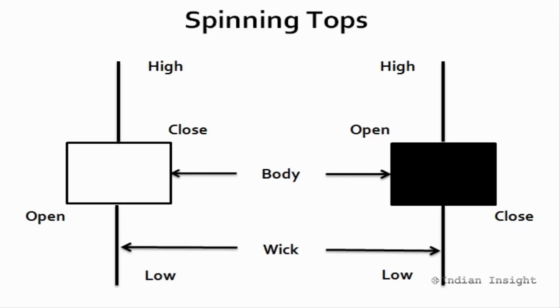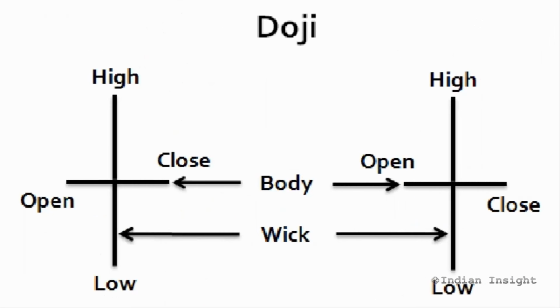Since the body is essentially formed by the opening and the closing price of the day, a small body represents indecision. If the opening price of the body is the same as the closing price, a Doji candlestick pattern is formed. In case of the Doji, since the opening price and the closing price are the same, the body of the candlestick is just a straight line.